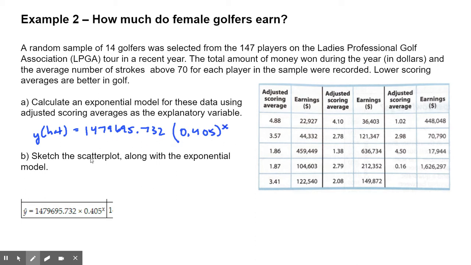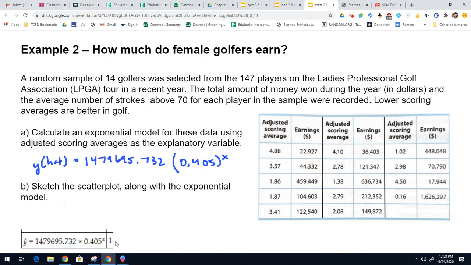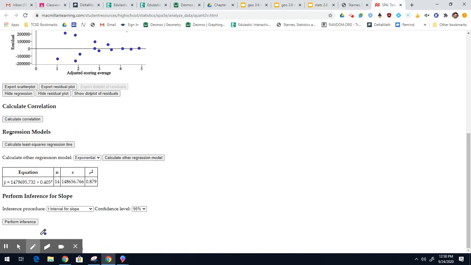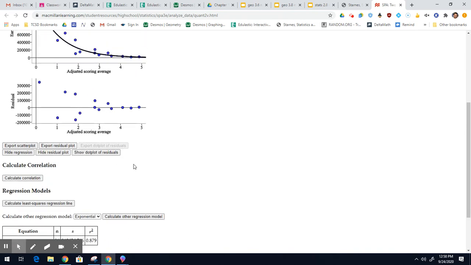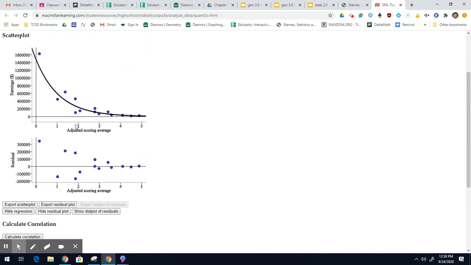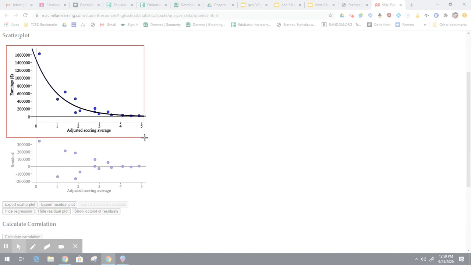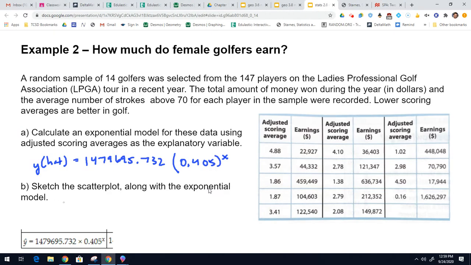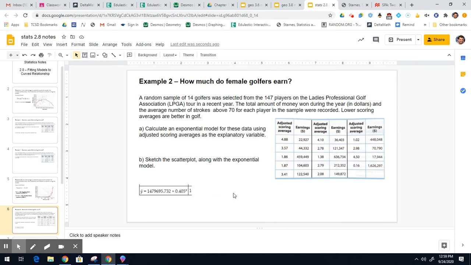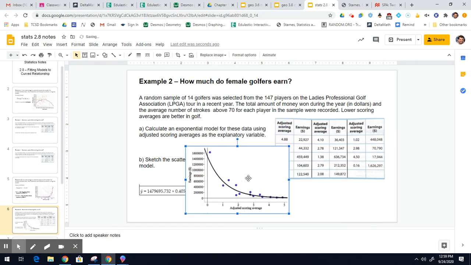Next, they want the exponential model graph. Go back to the stats applet. Remember that two graphs populate once you do this exponential model. We want the first one that has earnings and average score; we don't want the residual plot. Notice that the model is put through once you get that equation. That's nice, they do that for you. We'll paste that here. There's the model, and you can see this one is actually a decay model. As you go to the right, it goes towards the x-axis. It doesn't go up. That's decay. I'm glad we got an example of decay here.